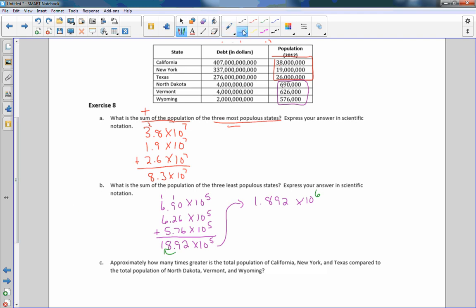C. It says approximately how many times greater is the total population of California, New York, and Texas? Total population, that's here, of these 3. So I'm talking about this value here. And Texas, and to the total population of North Dakota, Vermont, and Wyoming. How many times greater? When we determine how many times greater, we take a number divided by another number to see what we had to multiply by to answer this question.